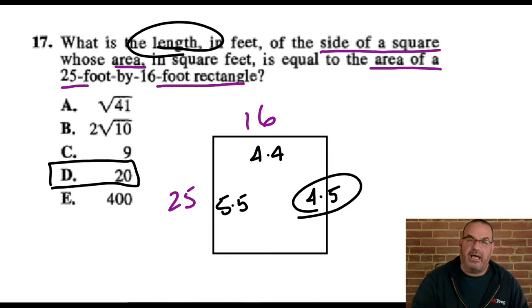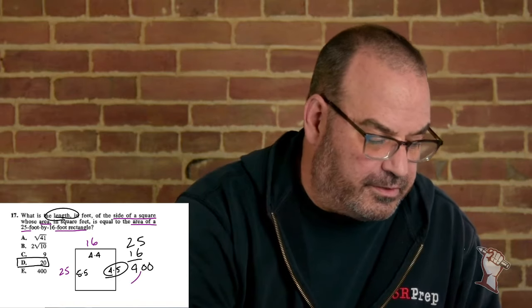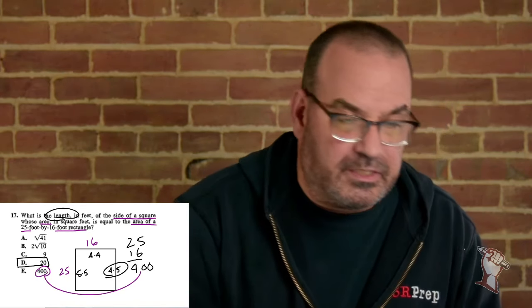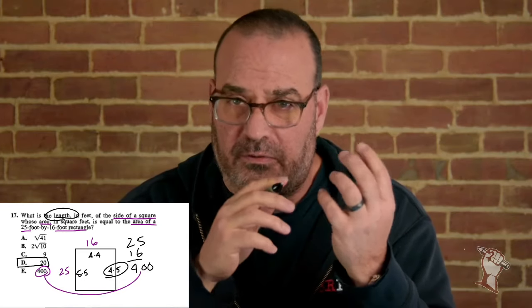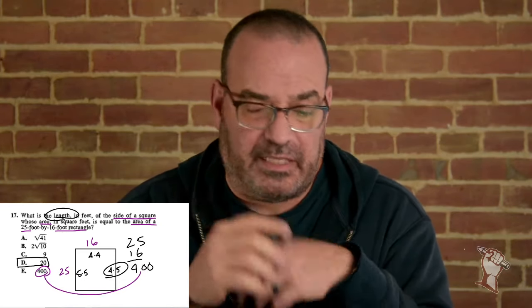Now I like to point out sometimes how they come up with the tricks. And one of the tricks is 25 times 16 equals 400. So notice that 400 is one of the answer choices. You can make a mistake halfway through by doing 25 by 16, but then you have to take the square root of 400, which is 20.